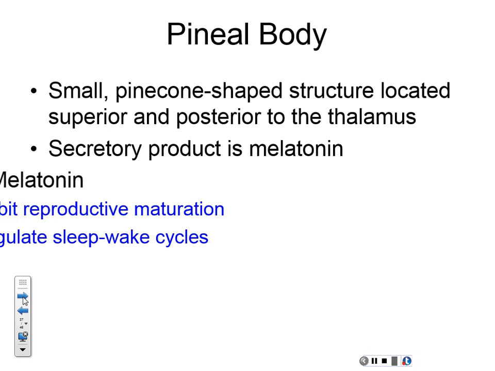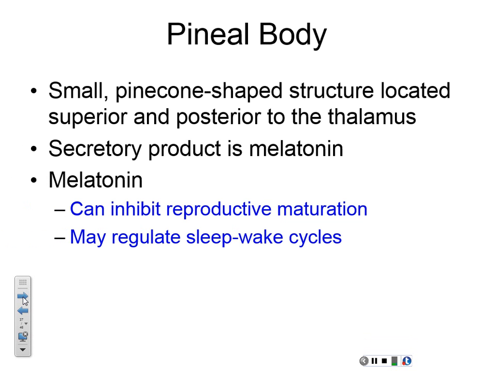This one is not a big function, but it produces melatonin, and melatonin is involved in sleep-wake cycles. Melatonin may regulate sleep-wake cycles, but they're not too sure about some of the other functions of melatonin. And this is one of the glands that is in the brain. It sometimes can inhibit reproductive maturation. But I think the big function of this is regulation of the sleep-wake cycles.